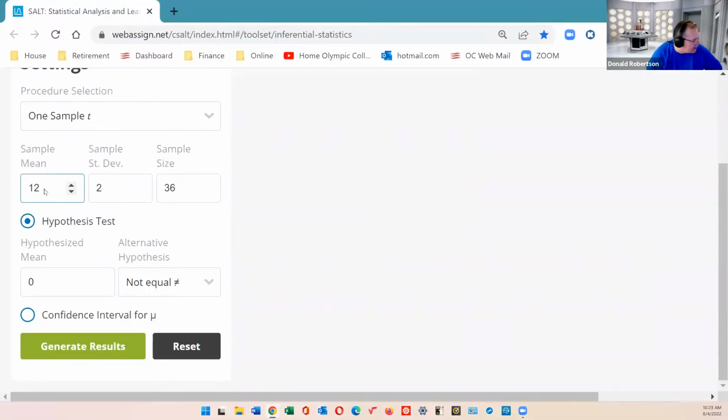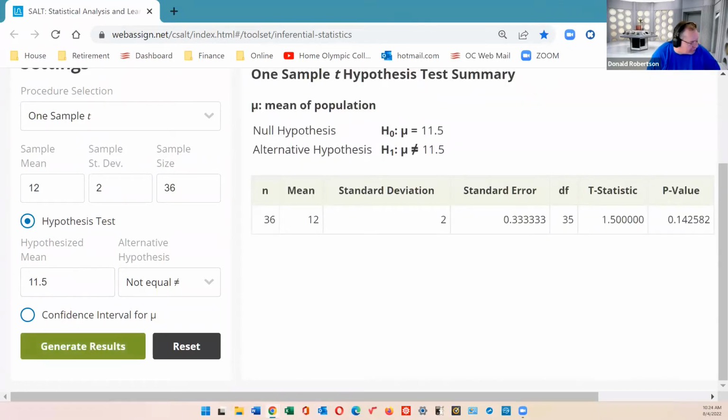Here we go. The sample mean was 12. The standard deviation was 2. There were 36 numbers. Double check. All done. We're being asked to compare it to 11.5 and to check, is there enough evidence to show that it's not 11.5? I'll generate the results, and here is all the numbers that we'll be using.